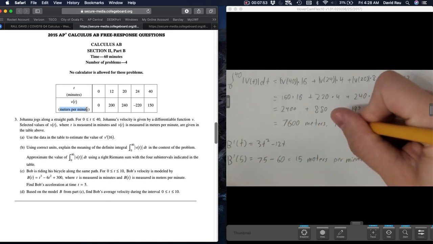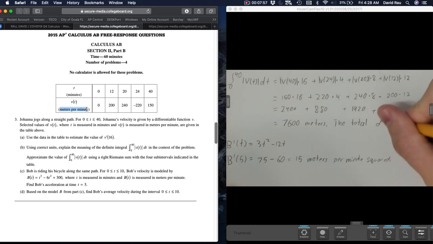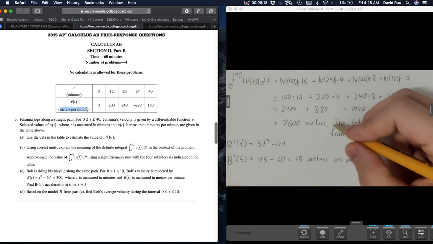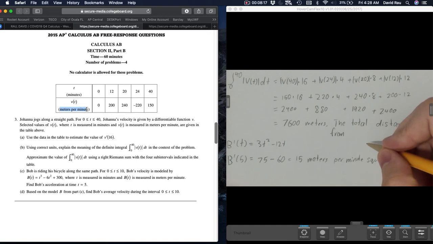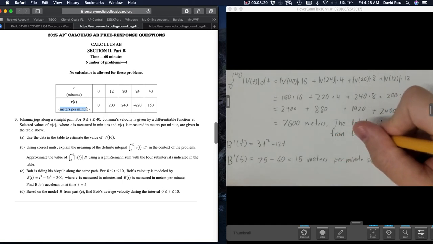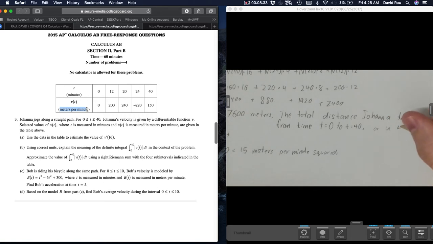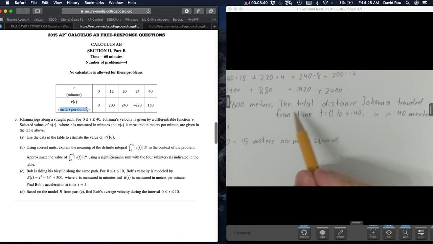This would be the total distance Johanna traveled from, I guess I should say the approximate total distance, t equals 0, t equals 40, or in 40 minutes. Okay, so it's how far she traveled in total.